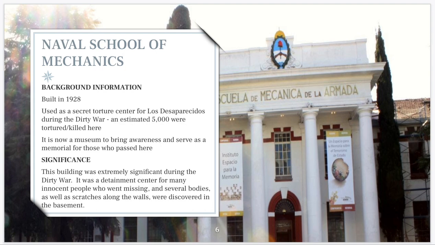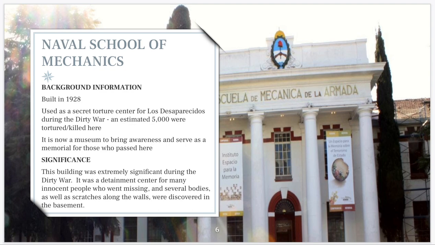The junta in Argentina took a lot of people to different buildings and the basements of buildings and would torture and detain and kill people here. This is one of the biggest main places that they would do that. It now serves as a museum to bring awareness and serve as a memorial for those who did pass away here, for their families and other people to just pay their respects.